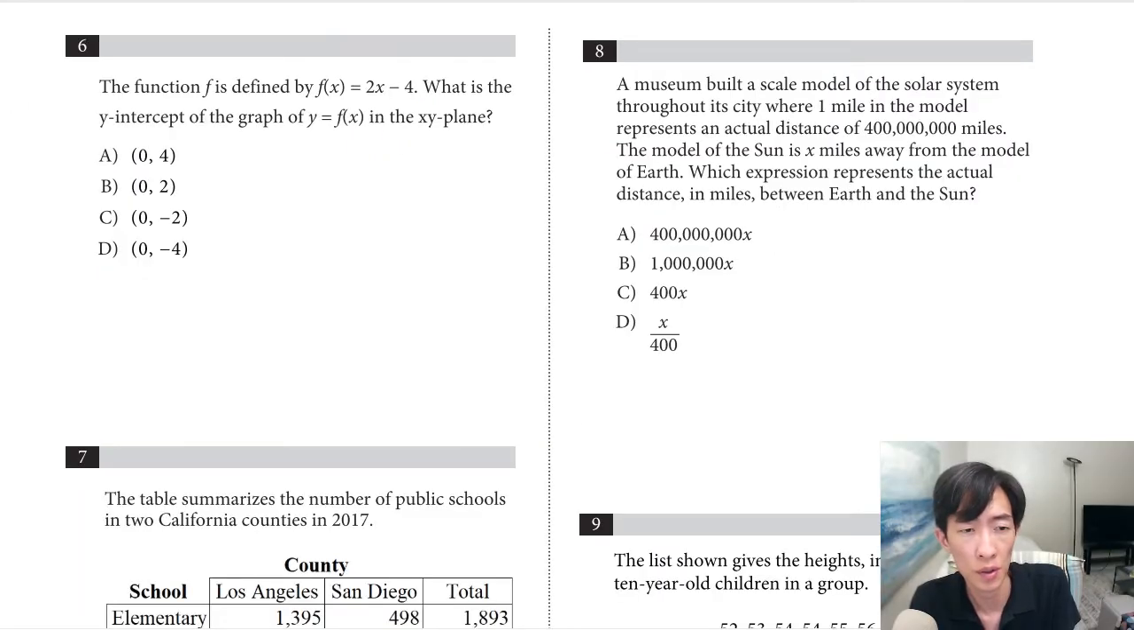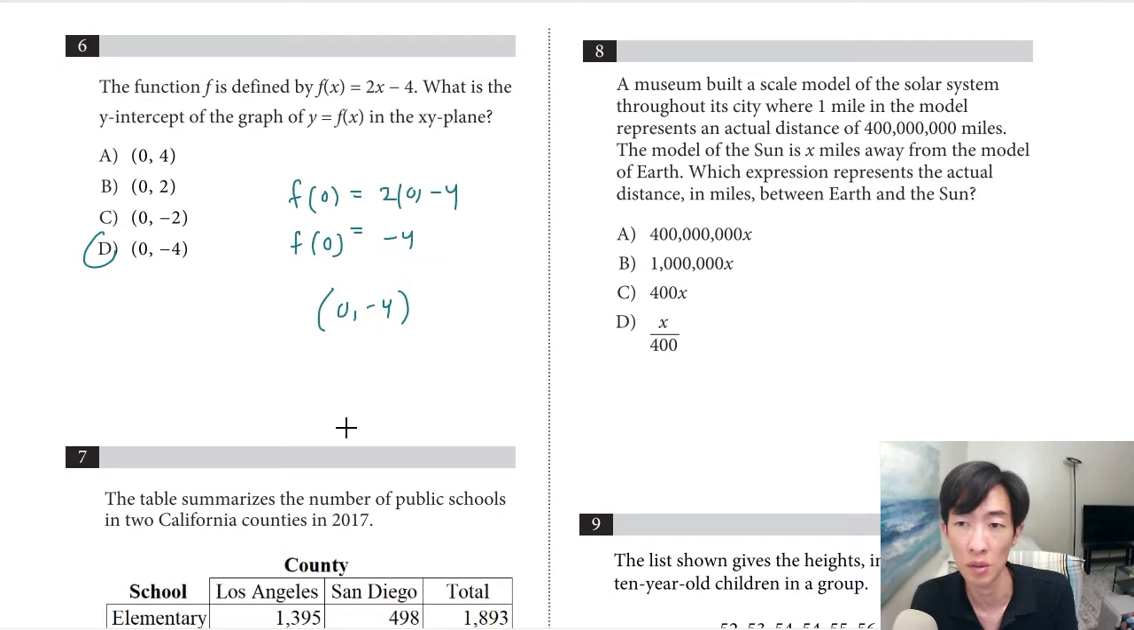Question 6, these are starting off pretty easy. The function is defined by f of x equals 2x minus 4. What is the y-intercept of the graph in the xy-plane? So the y-intercept is where the line crosses the y-axis, and at that point x is 0. So formally, we're figuring out what is f of 0. So that's 2 times 0 minus 4. Obviously that's 0 minus 4, and so that becomes negative 4. So if we say that f of 0 equals negative 4, that translates to the ordered pair 0, comma negative 4, and that's the y-intercept, and so the choice is going to be D.